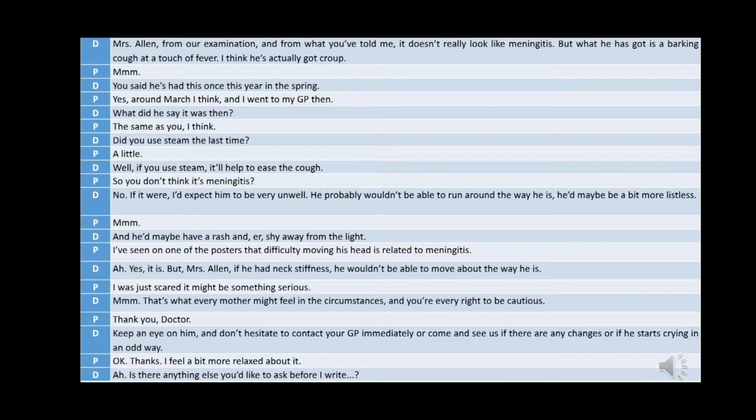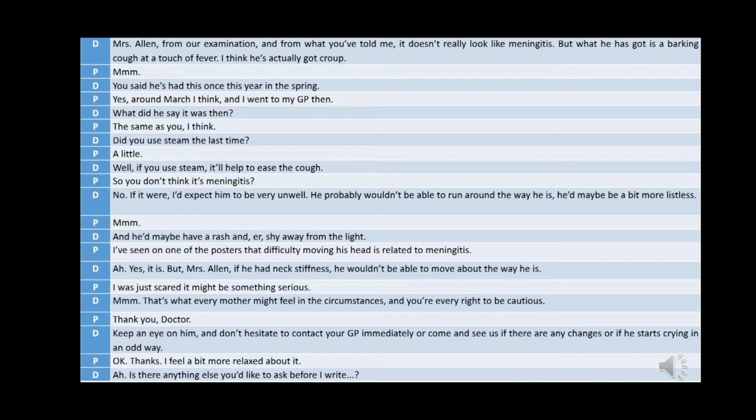So you don't think it's meningitis? No. If it were, I'd expect him to be very unwell. He probably wouldn't be able to run around the way he is. He'd maybe be a bit more listless. And he'd maybe have a rash and shy away from the light. I've seen on one of the posters that difficulty moving his head is related to meningitis.